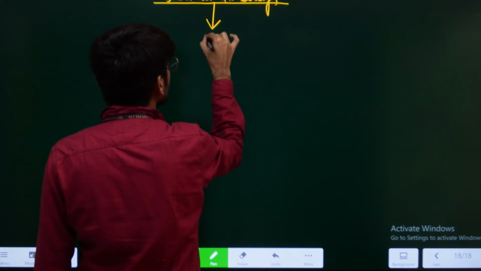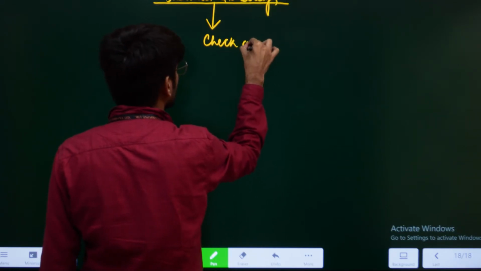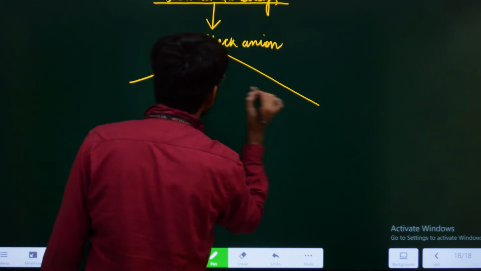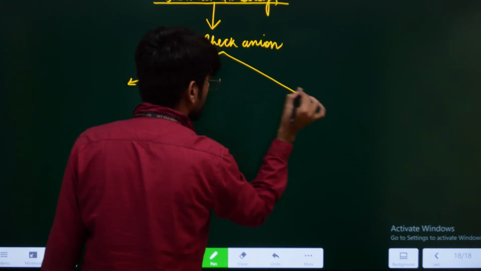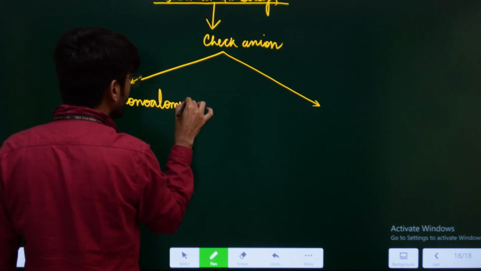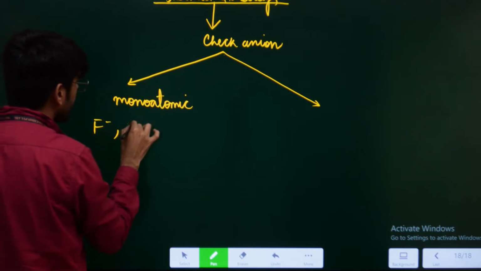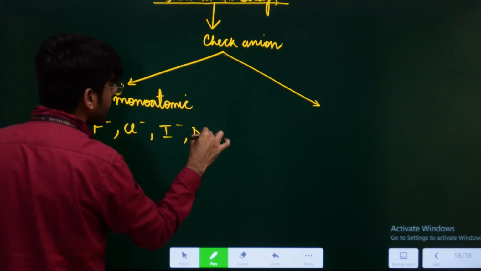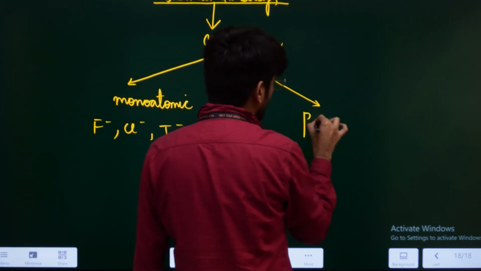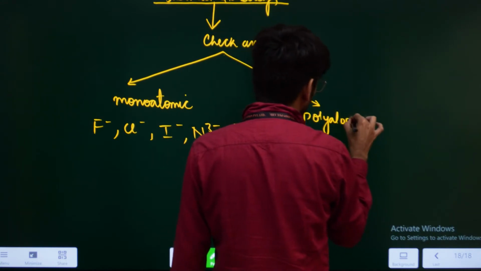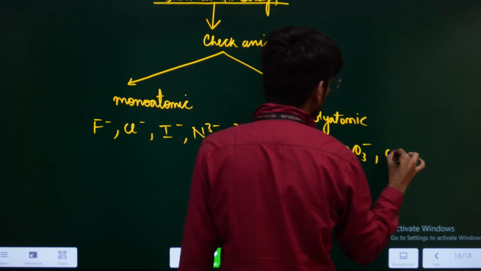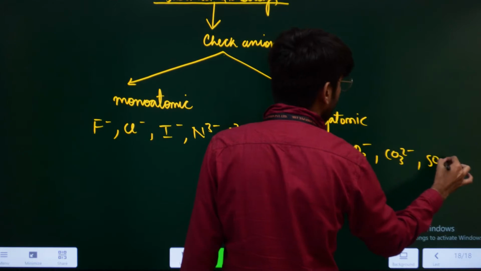your first task is to check the anion. Once you have checked the anion, there are two possibilities. The anion can be monoatomic, like F negative, Cl negative, I negative, N3 negative, O2 negative. And the anion can be polyatomic, like OH negative, NO3 negative, CO3 2 negative, SO4 2 negative, etc.